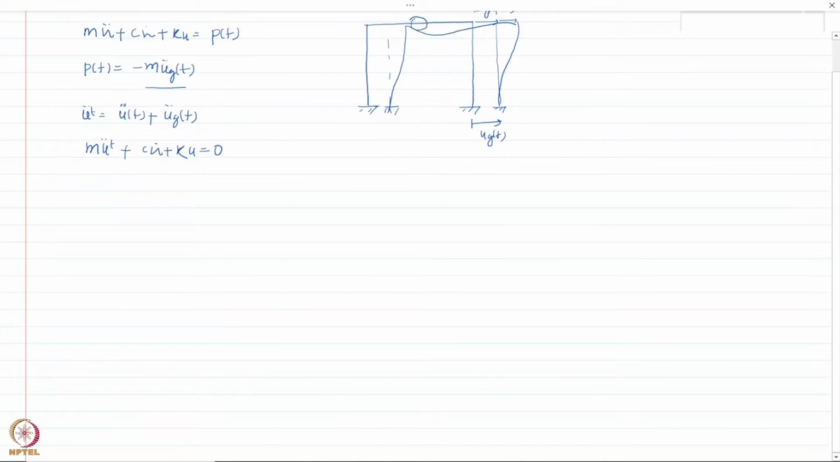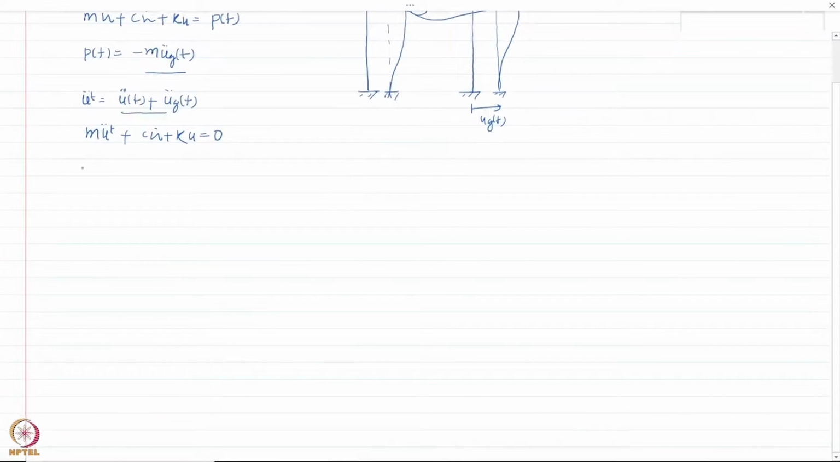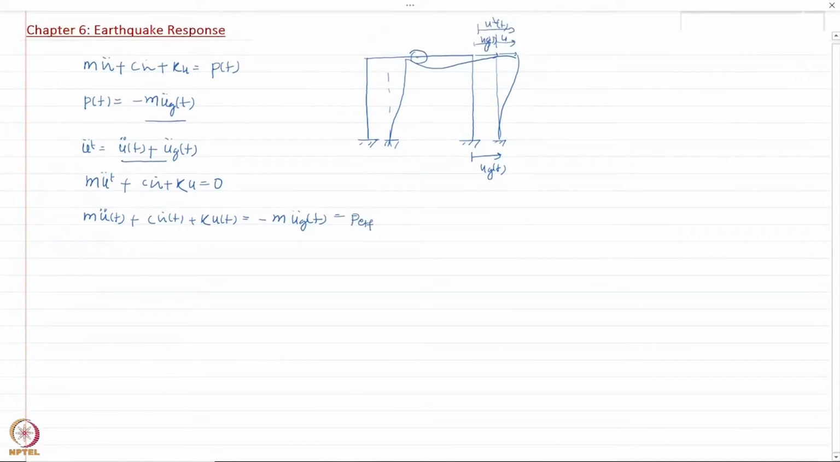However, when I substitute this expression here, I can rearrange it and get this expression right here. Again, you can write this one in terms of function of t as well. This effectively becomes mass times ground acceleration, and this basically is the effective force that we say is acting on this mass here.